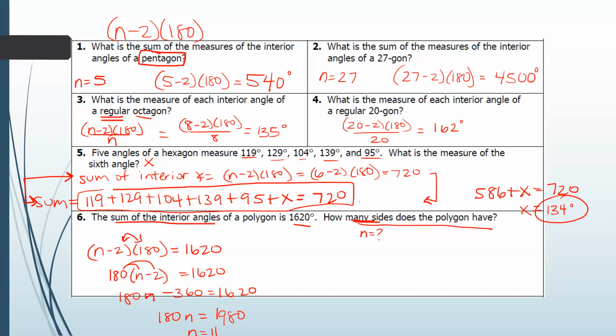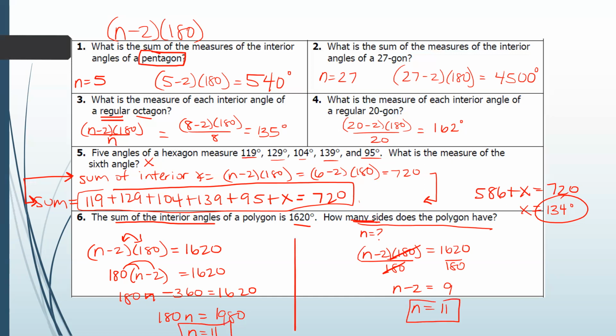Okay, there's another way to do it. If you would set it up, okay, well, the sum of interior angles is 1620. What you could have done here is divide both sides by 180. That would have been okay. That would have made these 180s cancel. And 1620 divided by 180 is 9. And then add 2 to both sides. Either way, they are both right. Whichever algebra method you prefer, neither one of them is wrong.